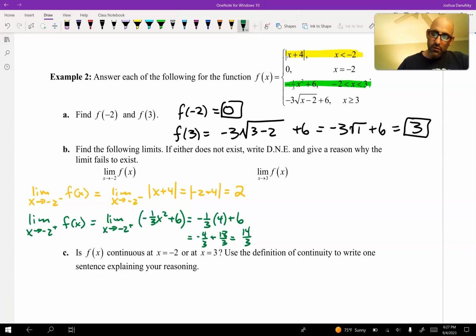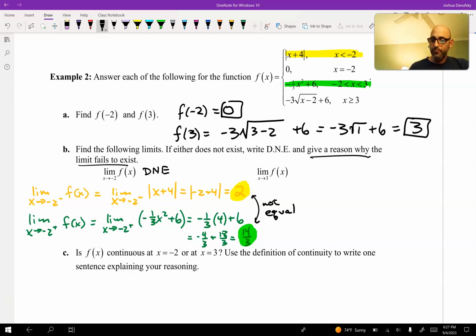And you'll notice that what I'm highlighting in yellow right now and what I'm highlighting in green are not equal to each other. So the left-hand limit and right-hand limit don't equal each other. So we're going to say that this limit does not exist. Okay, and they want me to give a reason why they don't exist. I'm just going to say right and left-hand limits are not equal.